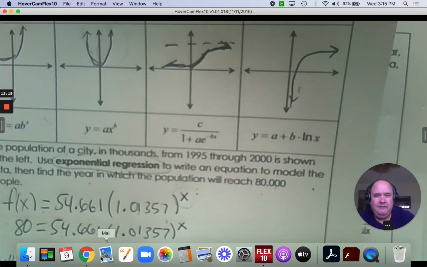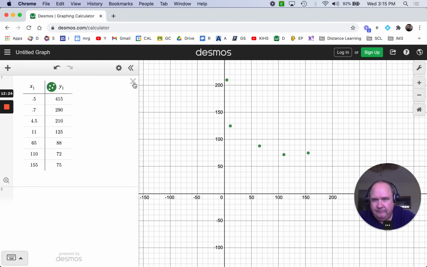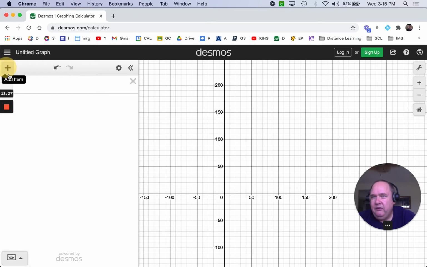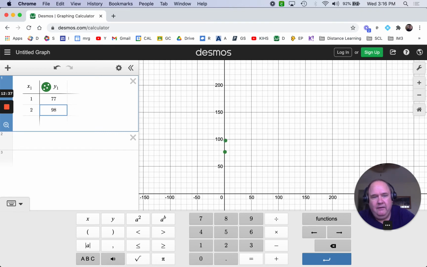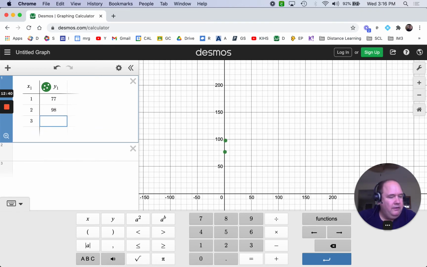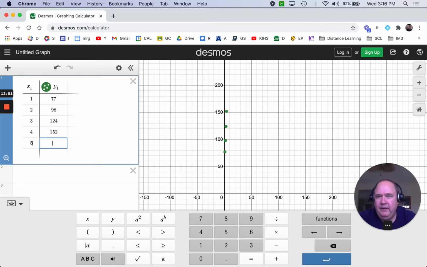So let's go back to Desmos. We're going to X out of what we've already done. We need a new table. So in the first minute, the temperature is 77. In the second minute, the temperature is 98. In the third minute, the temperature is 124. In the fourth minute, it is 152. In the fifth minute, it's up to 185. And then you can actually see the temperature rising right there.